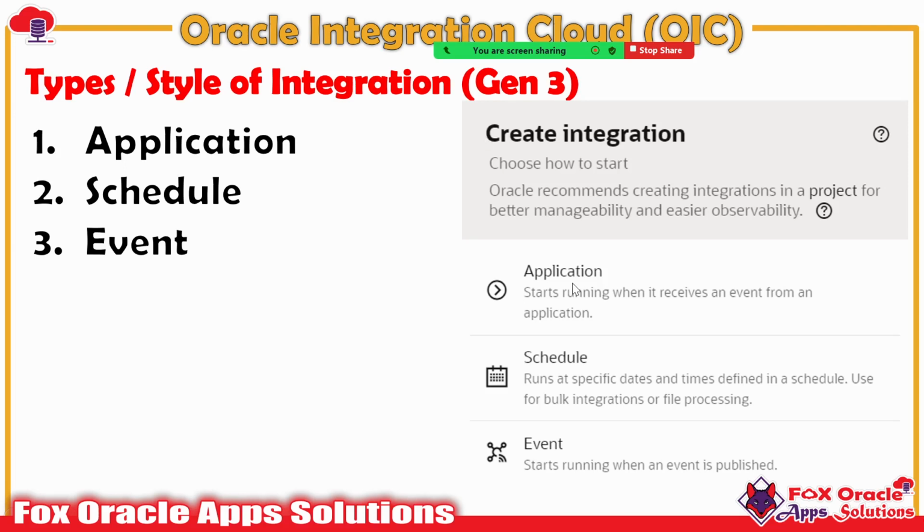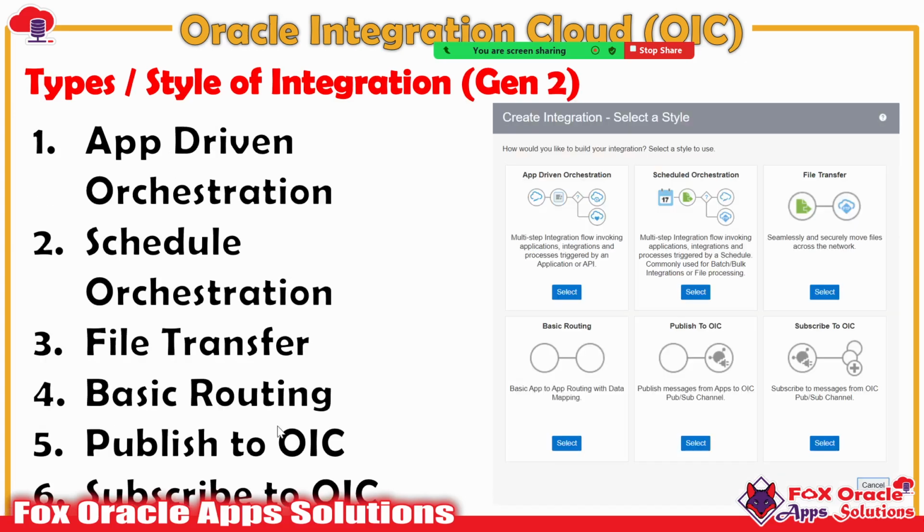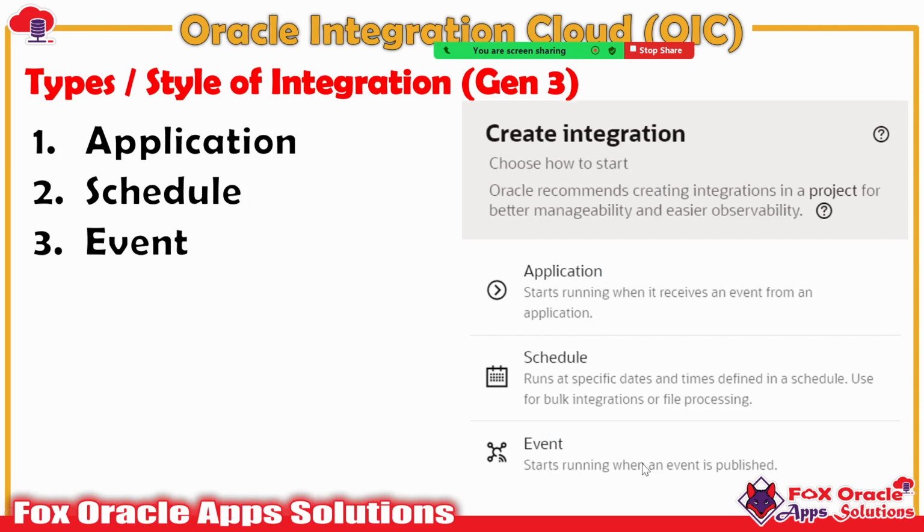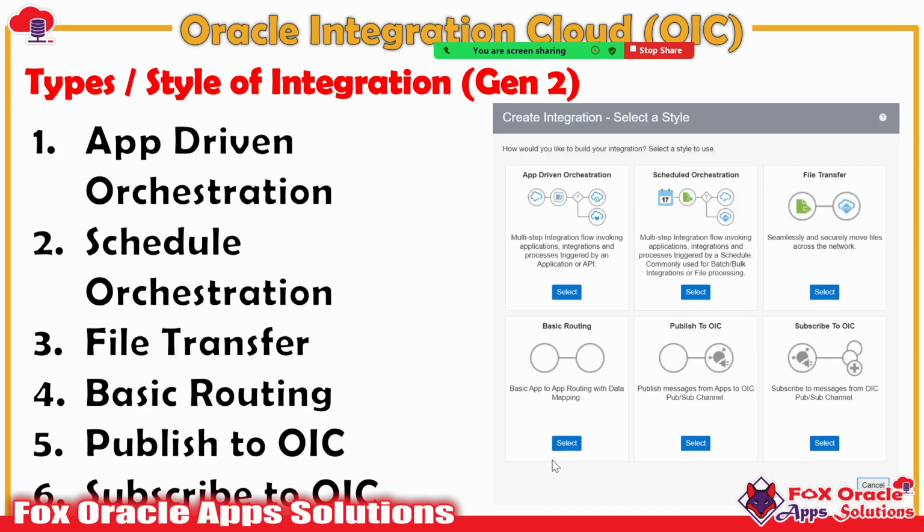The first is application, second is schedule, and the third one is event. So how can you relate all these things to generation 2? You can see we have publish to OIC and subscribe to OIC. The combination of these two has moved to the event part. So in generation 3, they introduced a new pattern, that is event. And in that event only, we can achieve the publish to OIC integration and the subscribe to OIC.